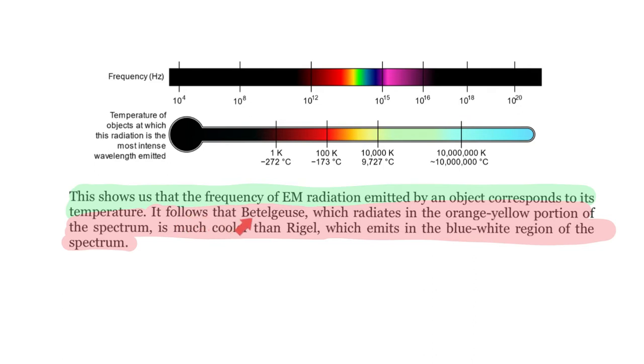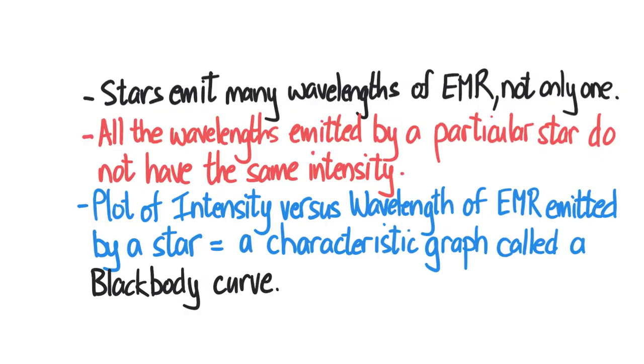So it follows that Betelgeuse, which radiates in the orange-yellow portion of the electromagnetic spectrum, is much cooler than Rigel, which emits more in the blue-white section here of the spectrum. So there's a qualitative way of discerning the relative temperatures of stars in comparison to each other. But now we're going to look at a more quantitative way of doing so.